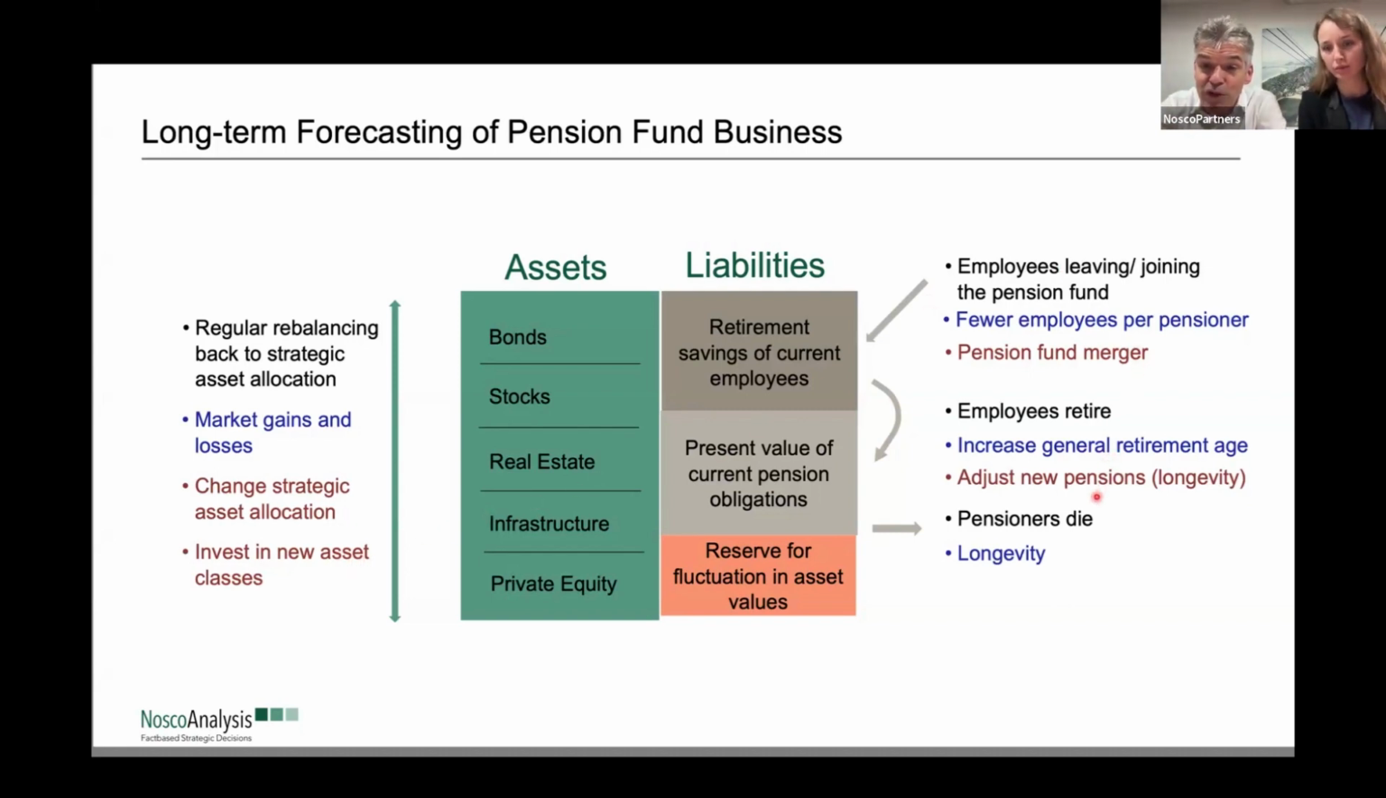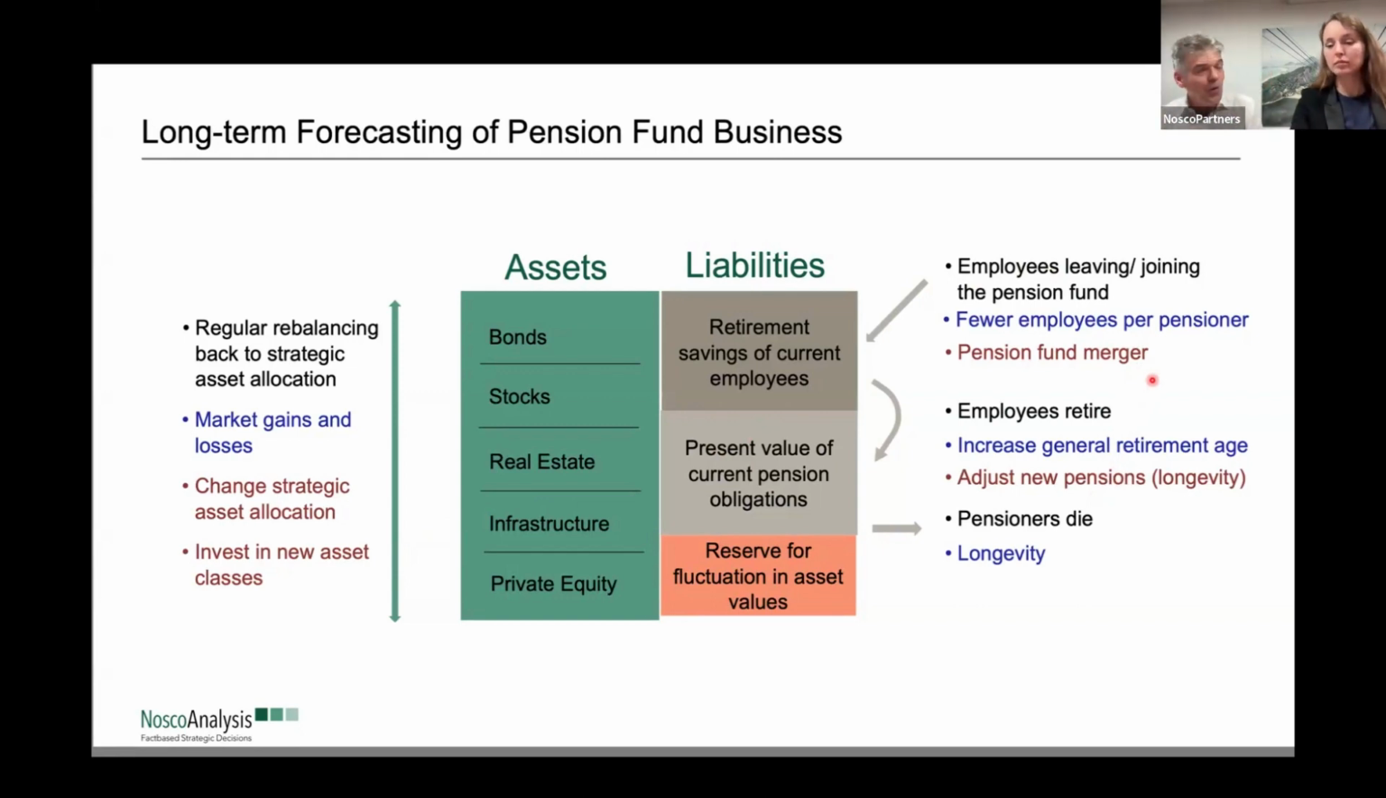And then, of course, maybe we have to adjust pensions, and that we will show you a case on that front. And then also pension funds could merge. So these are the typical decisions. That's what we have to show in our system.